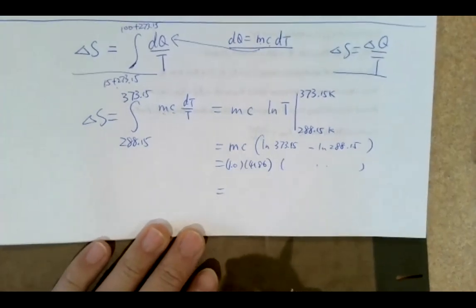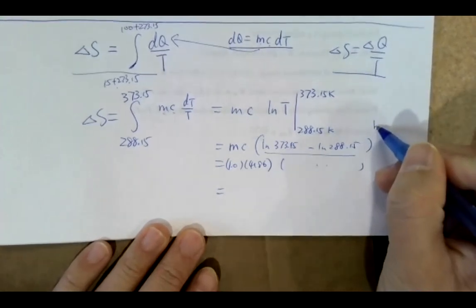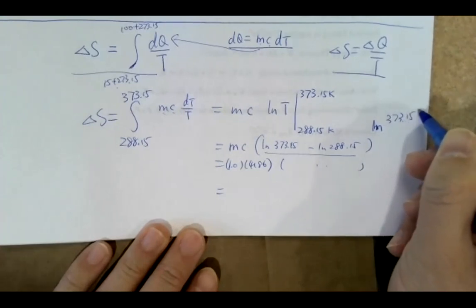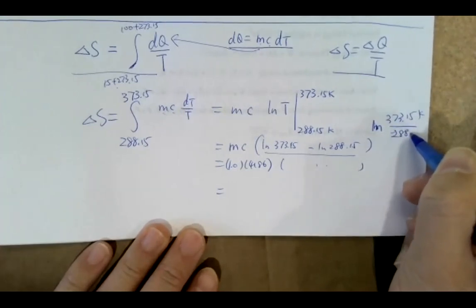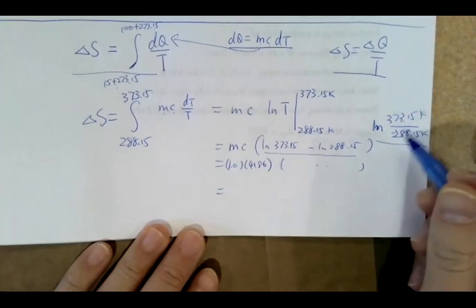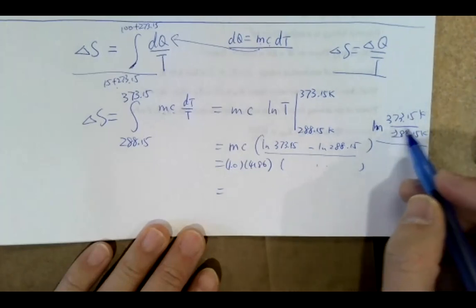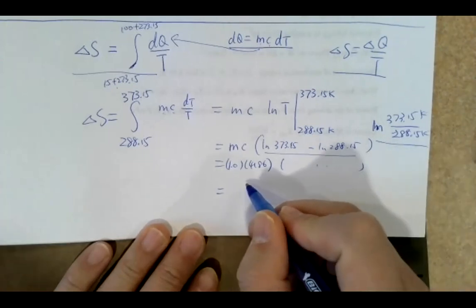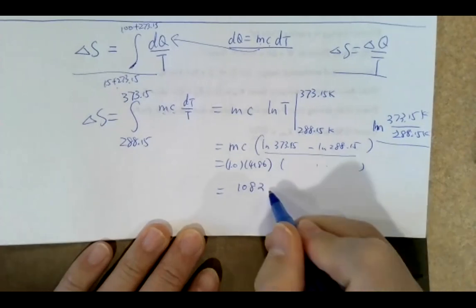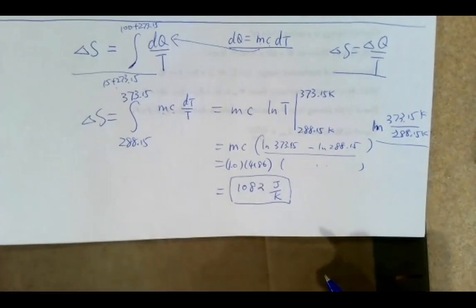All right, so this minus that you can write as ln of 373.15 Kelvin over 288.15 Kelvin. In that expression, K and K will cancel out. You don't worry about the temperature there. So this and that will cancel out, but this will give you 1082 joules per Kelvin for the entropy change of the water.